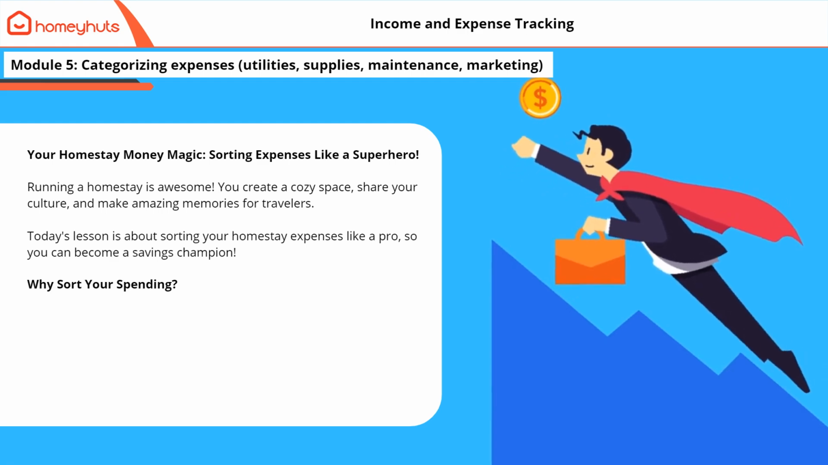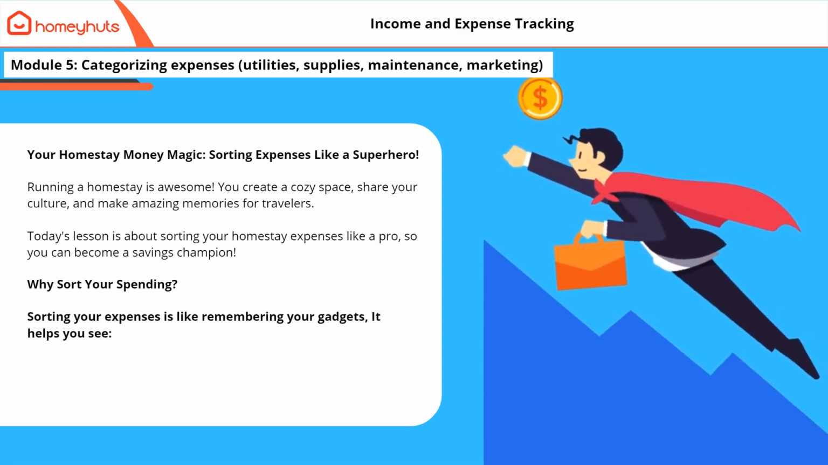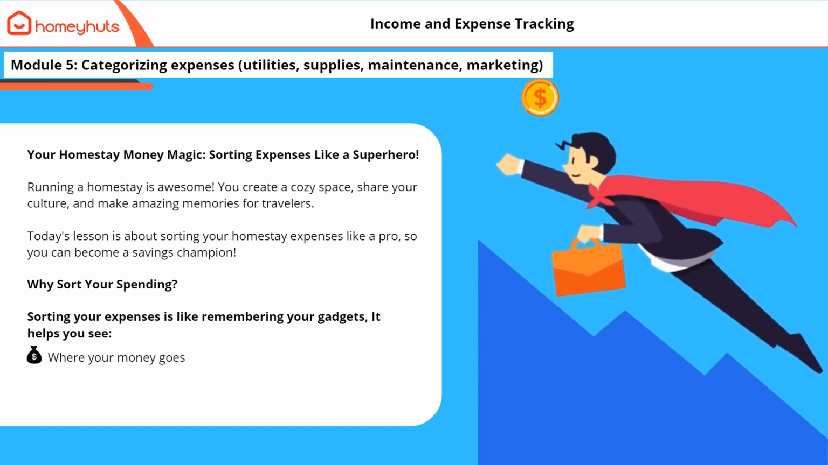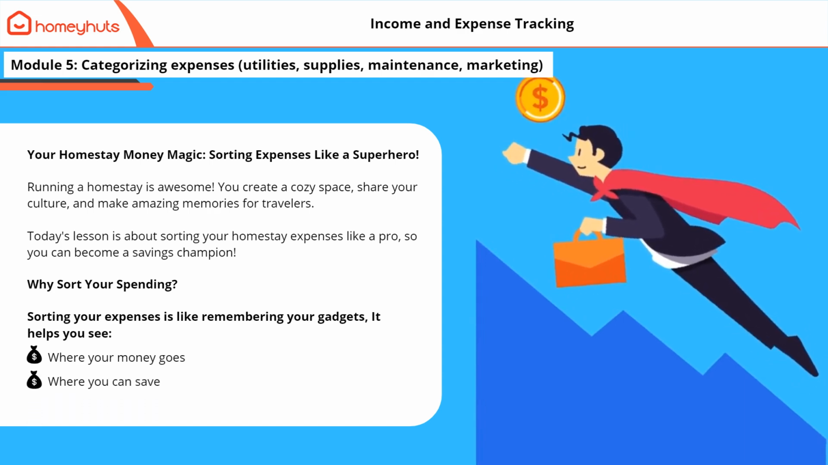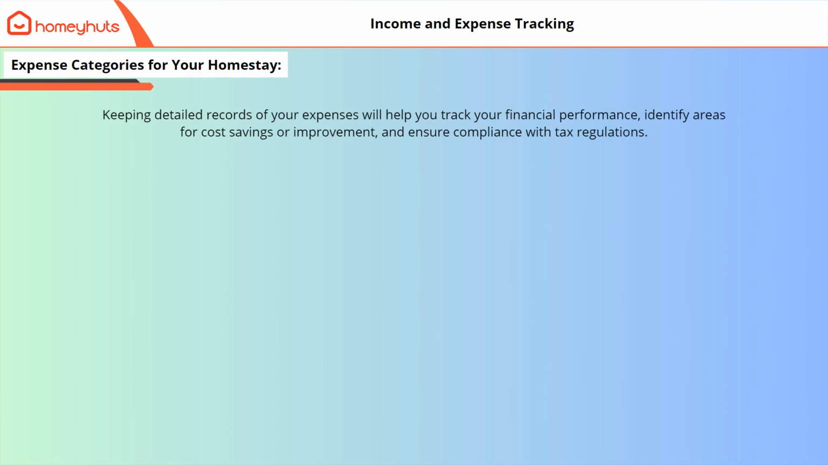Why sort your spending? Imagine a superhero who forgets where their cool tools came from. Sorting your expenses is like remembering your gadgets. It helps you see where your money goes, like how much energy your gadgets use, and where you can save, like using less energy-hungry gadgets. Think of your expense categories like different superhero tools. Keeping detailed records of your expenses will help you track your financial performance, identify areas for cost savings or improvement, and ensure compliance with tax regulations.